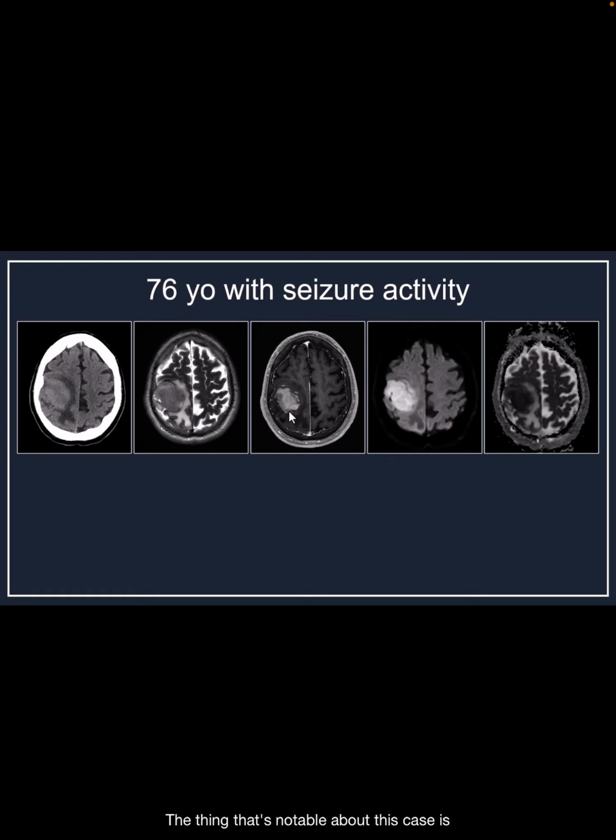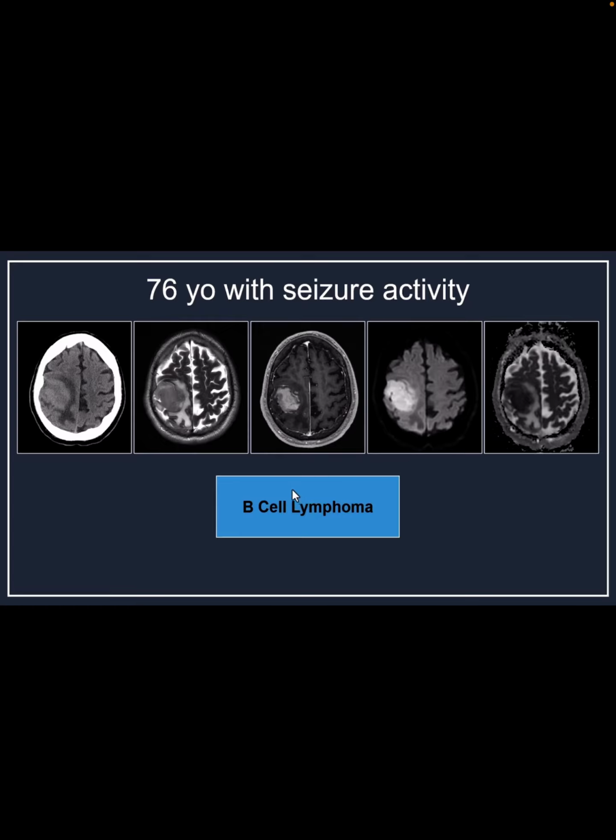The thing that's notable about this case is that there's quite a bit of diffusion restriction associated with this lesion. And because of that diffusion restriction with this solidly enhancing mass that has some leptomeningeal disease adjacent to it, we're going to favor the diagnosis of lymphoma, and that's what this one turned out to be.